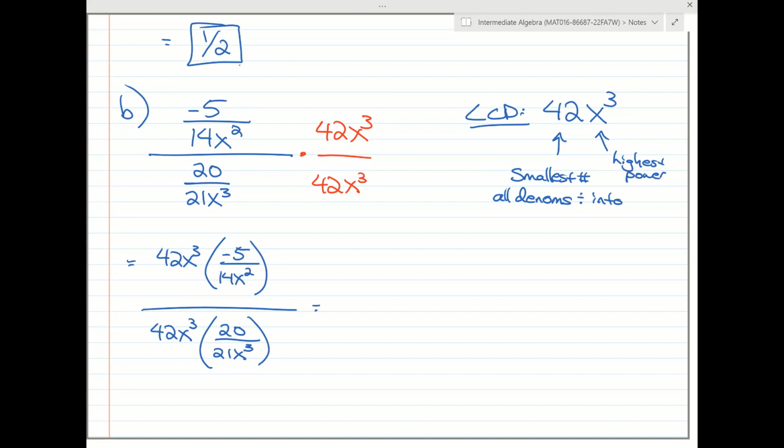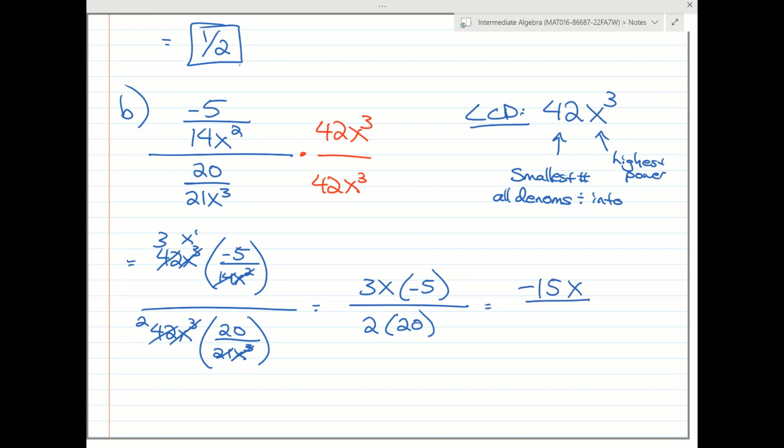And what we wind up with is 42 divided by 14 is 3. X squared goes into x to the third 2 times. So we're just left with 3x times -5 over 21 goes into 42 twice. X to the thirds cancel, and we're just left with 2 times 20, giving us -15x over 40, or -3x over 8.